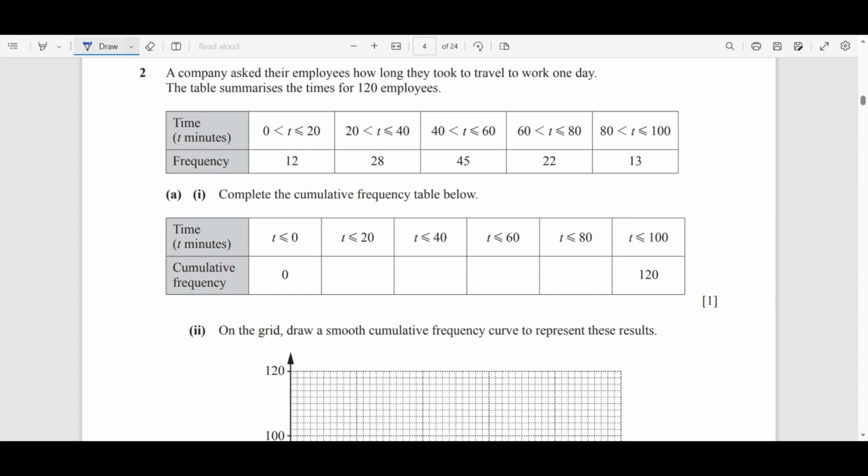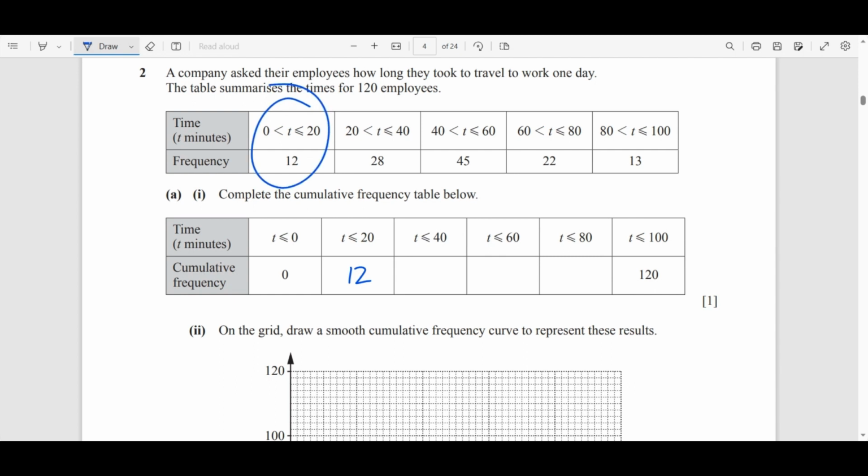Part 1 says complete the cumulative frequency table below. In cumulative frequency, we add subsequent values. For less than 0, there's no person who takes less than 0 minutes, because it's not possible. So 0 is the starting frequency, and then for less than 20, all the people who took less than 20 minutes are 12.